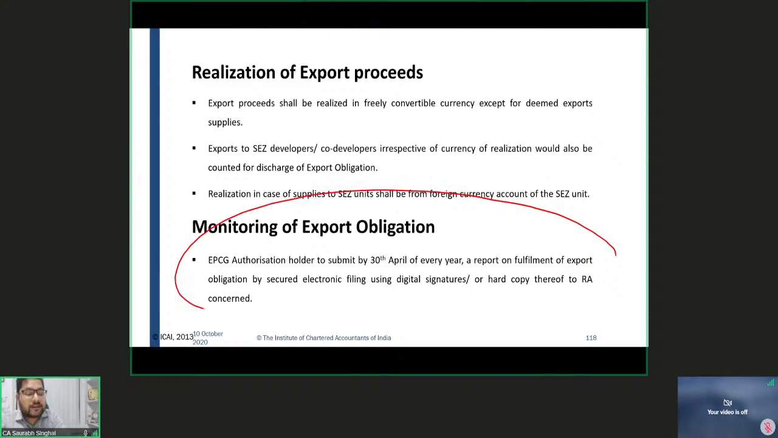How will they monitor that you have achieved the export obligation? They will monitor by making you submit a return by the 30th April of each year with the RA concerned.